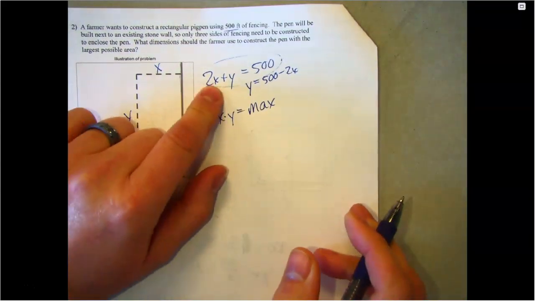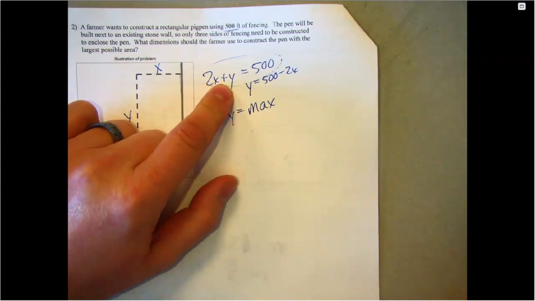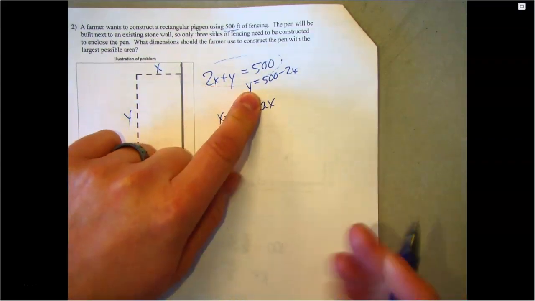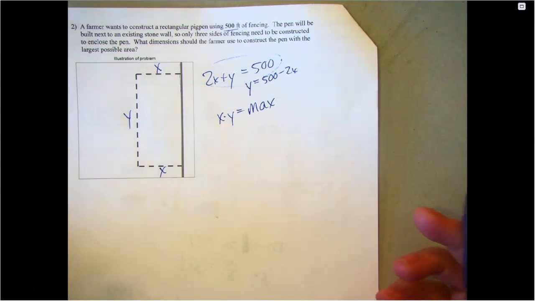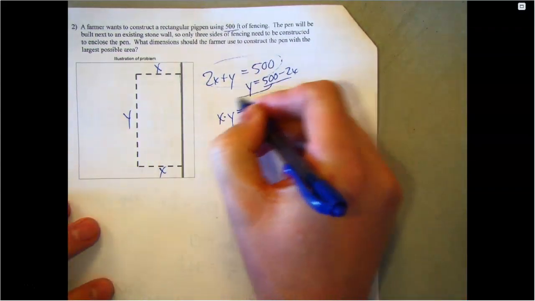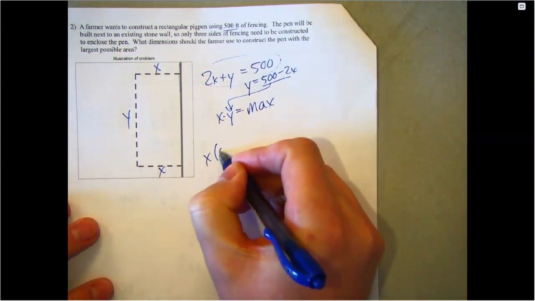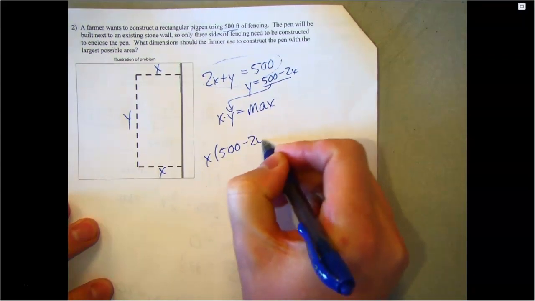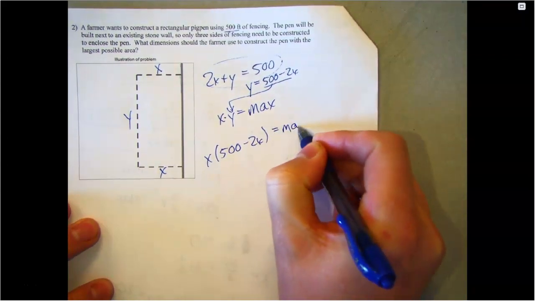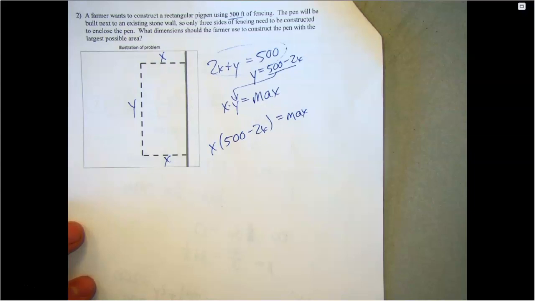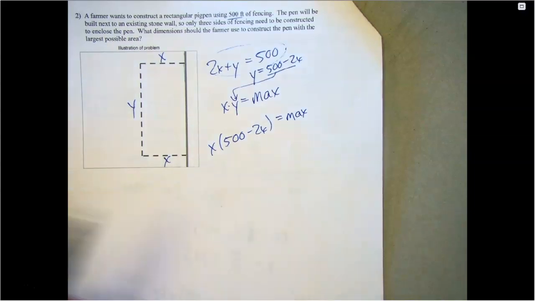You've got a choice. You could solve this top equation for x or for y, but it's a step easier to do it for y. And then plug this in: x times (500 minus 2x) equals max. And that's your setup. So let me stop there. Questions about what I did? Why I did it?